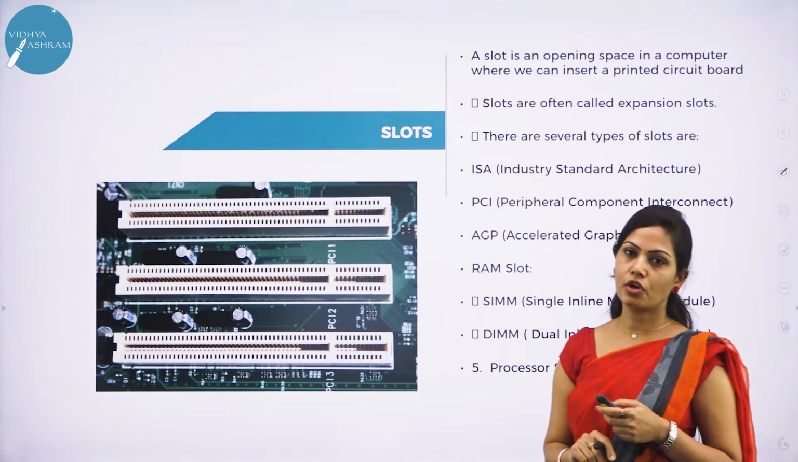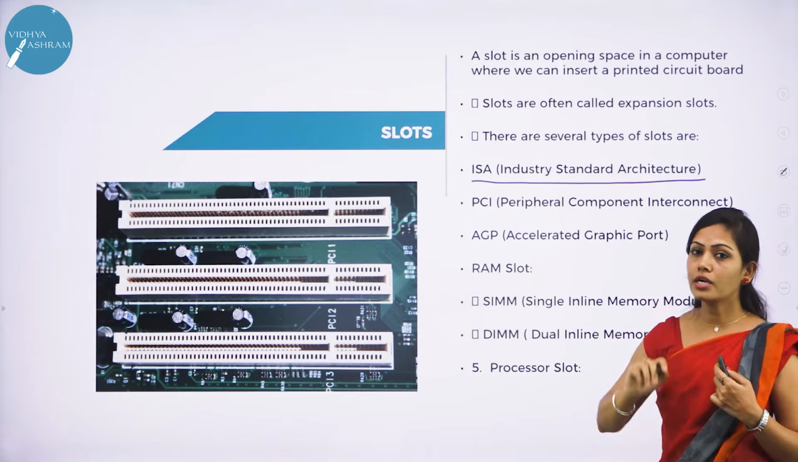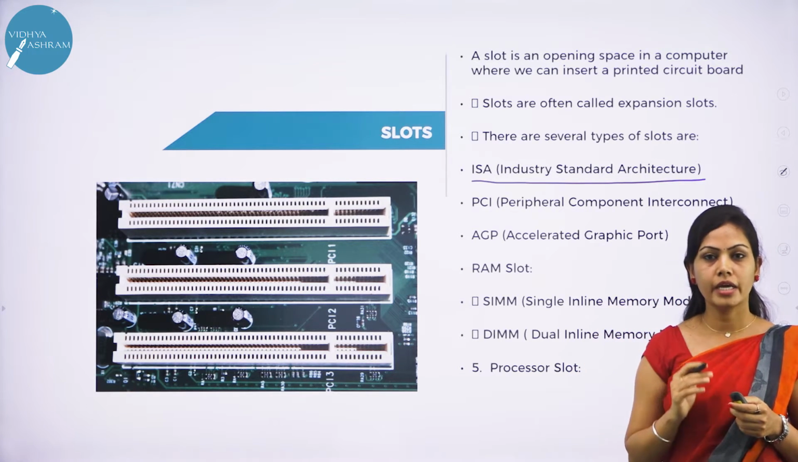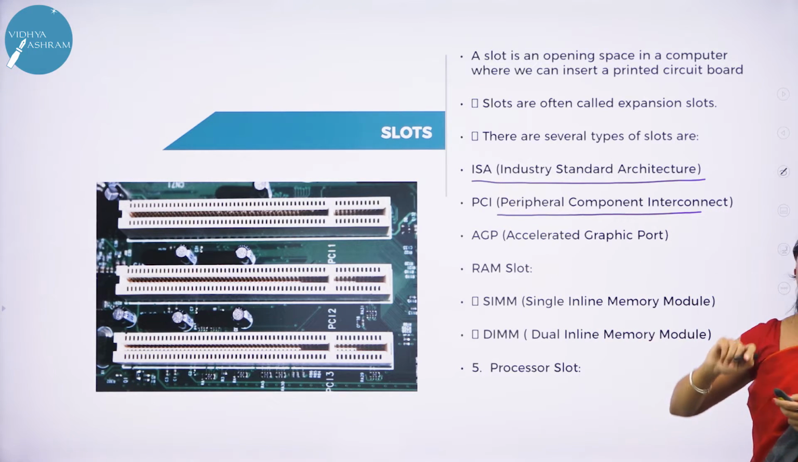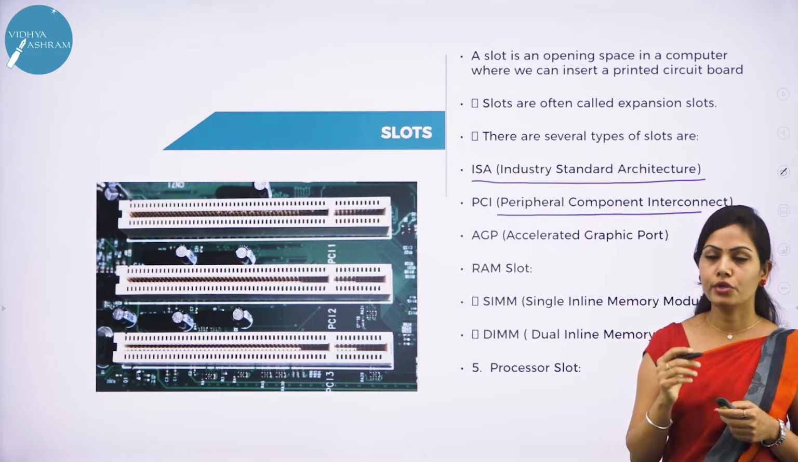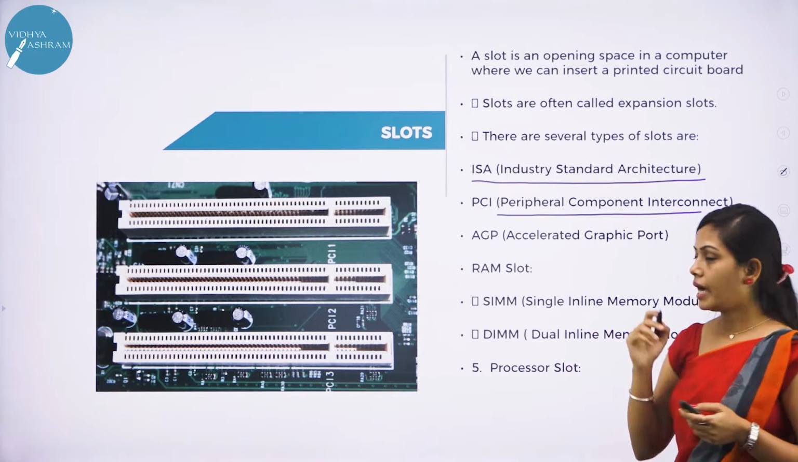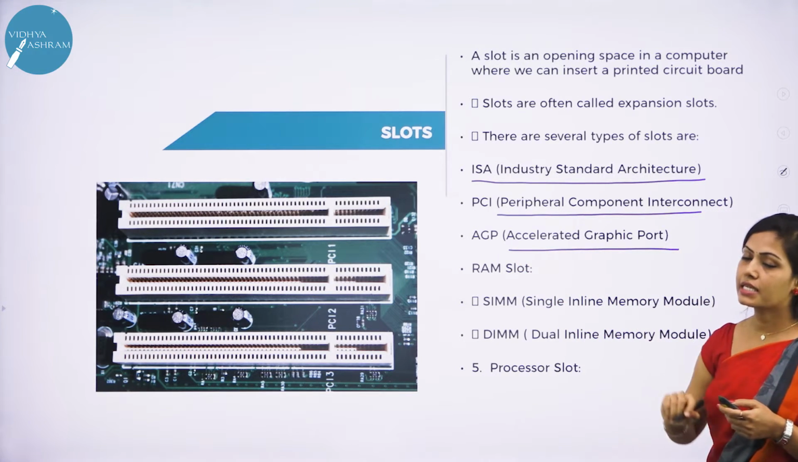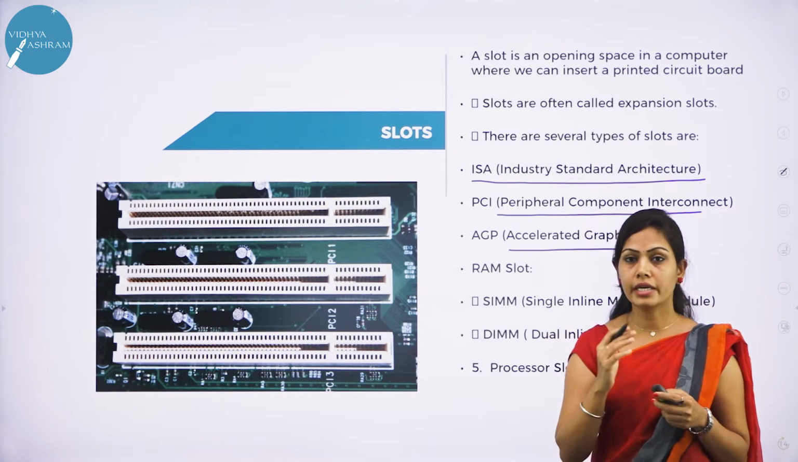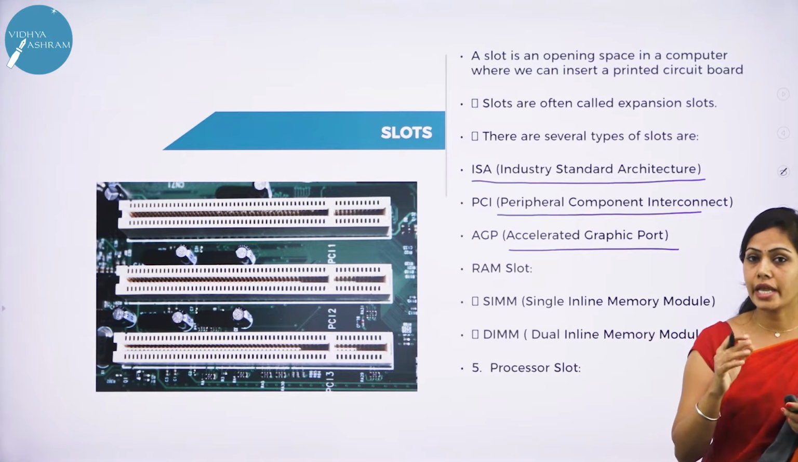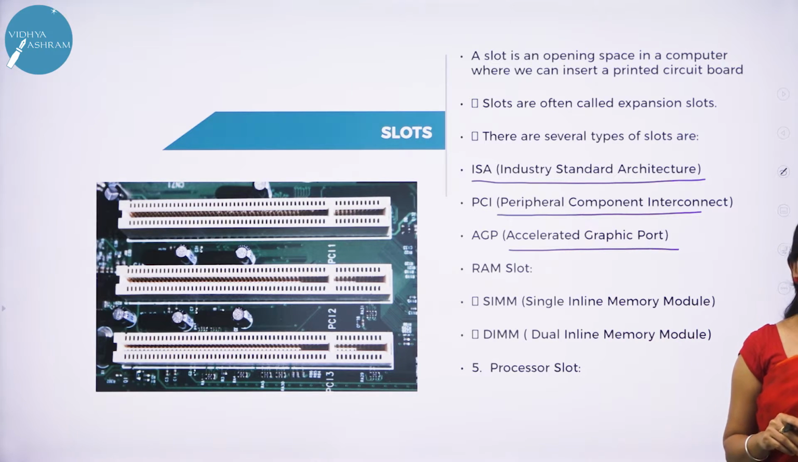It is located on the motherboard and it helps to increase the performance of the computer. There are several types of slots. That is ISA, industry standard architecture. These slots are used to connect modem and input devices. And next one is PCI, peripheral component interconnect. These slots are used to connect graphics accelerator cards and sound cards. And next we have AGP, that is accelerated graphic port. AGP provides faster access to graphic accelerator card, thus enhancing the visual experience for the users. Mainly it is used for gaming purposes.